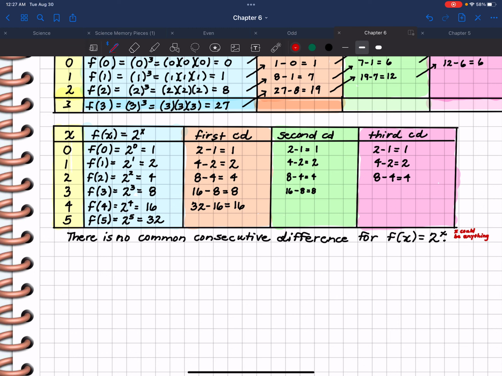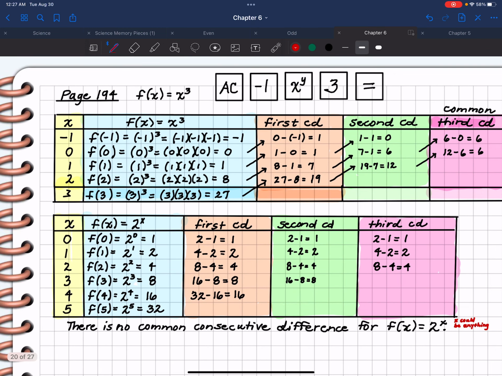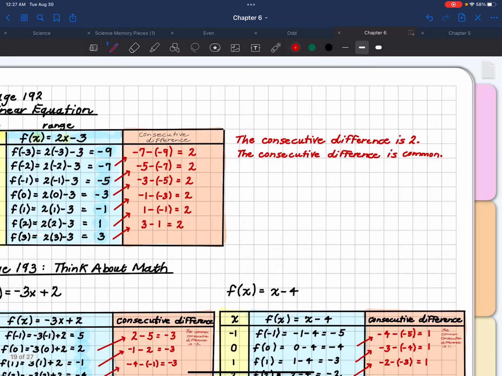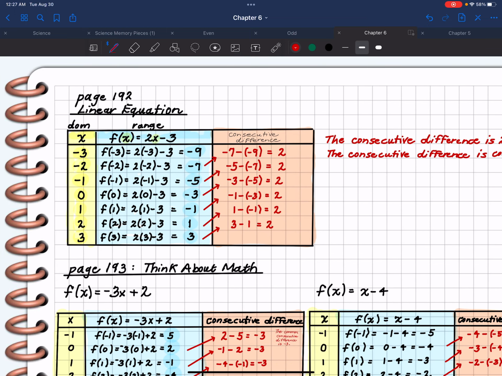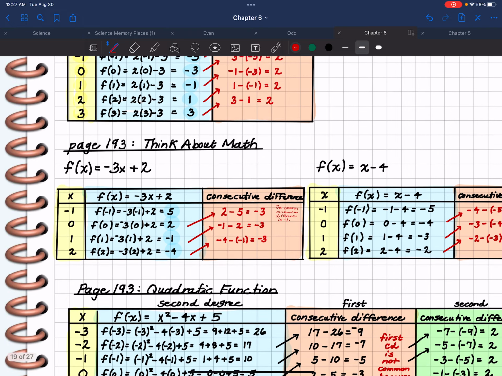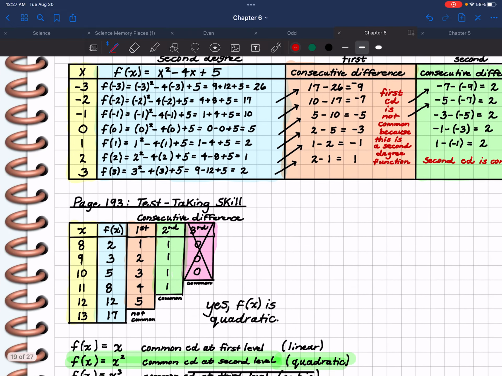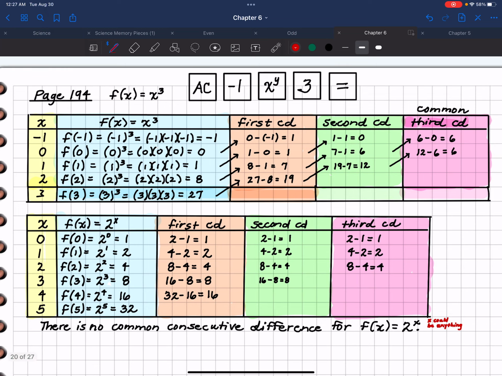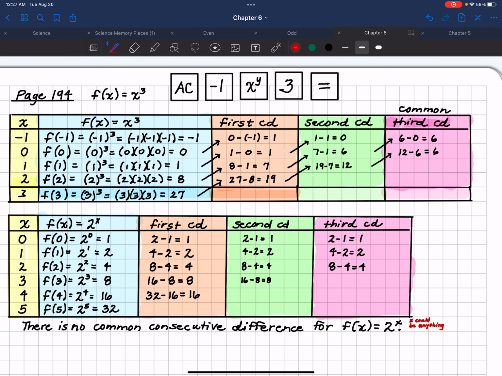Wanted to go through that to let you know that not all functions have a common consecutive difference. Linear functions do. Let's look at one of those. There's a linear. There's a linear. Quadratics do. Cubic functions do. But some functions do not. And I wanted you to know that.